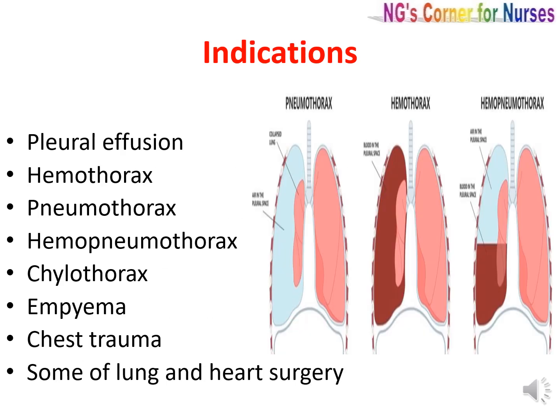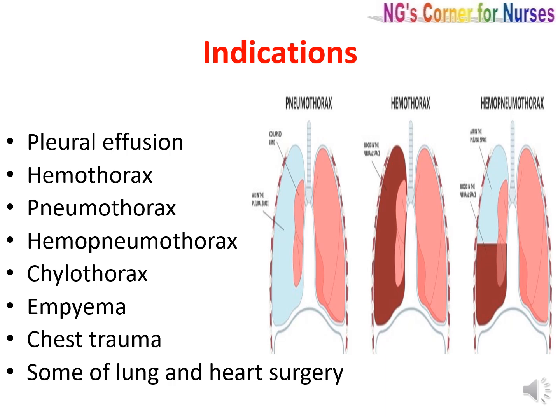Let's see the indications for water seal drainage. First is pleural effusion. Pleural effusion is a build-up of excess fluid between the layers of pleura or in the pleural cavity. Next is hemothorax. Hemo means blood. So, it is a condition where there is an accumulation of blood within the pleural cavity. Next is pneumothorax. Pneumo means air. That means pneumothorax is the accumulation of air in the pleural space.